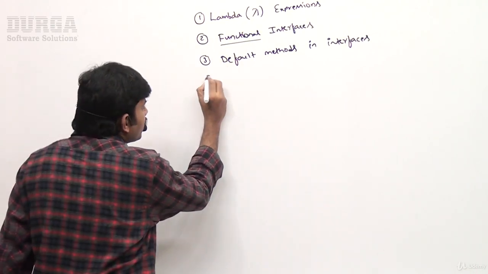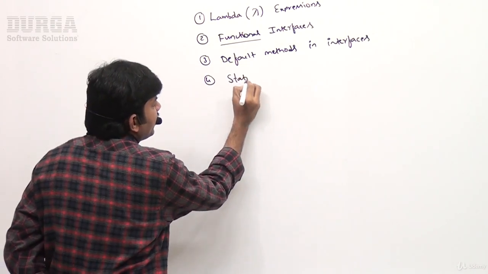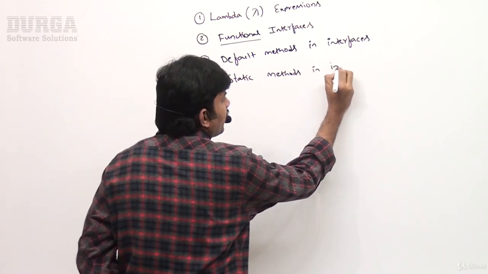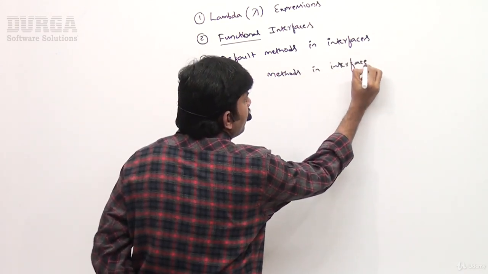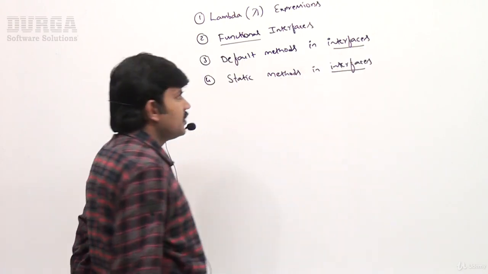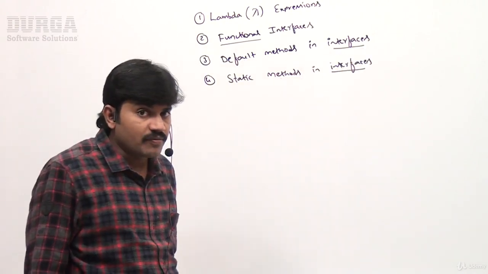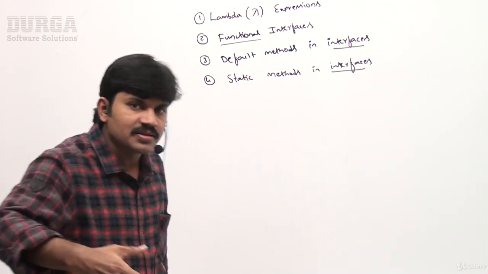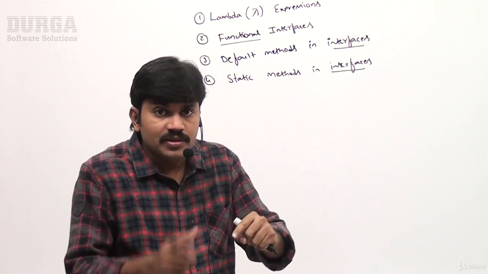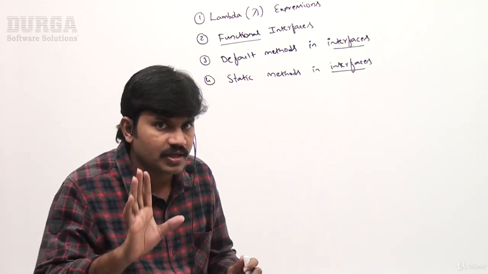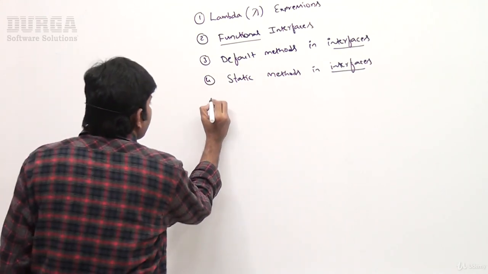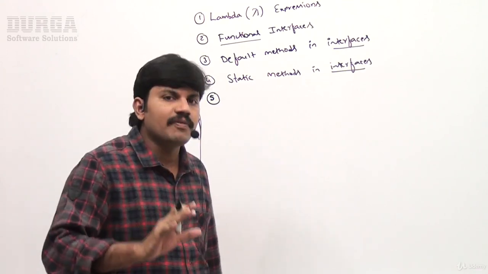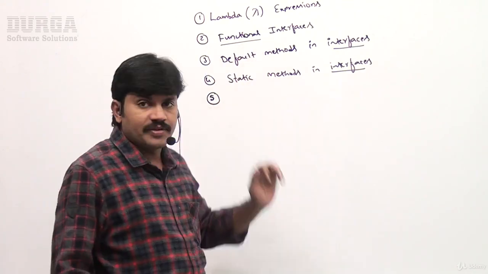Next, the fourth one: we can even declare static methods inside an interface. So default methods and static methods, these two extra things are allowed inside an interface from the 1.8 version onwards. Next, after this, we have to talk about some predefined functional interfaces.